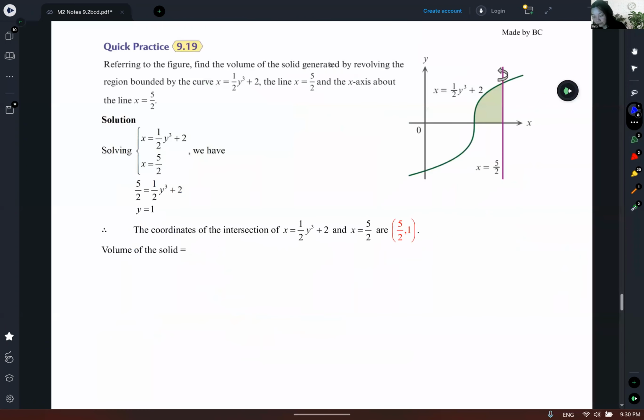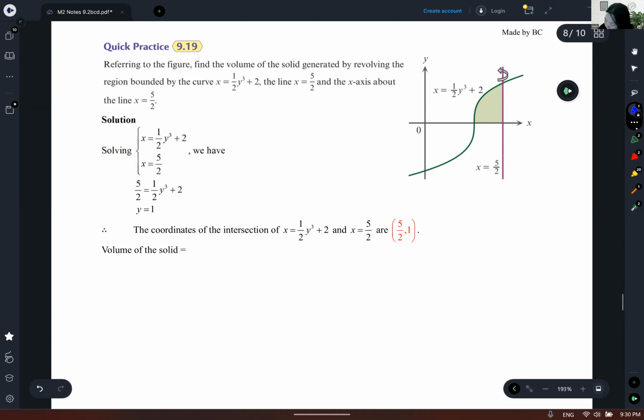Fast one. The volume of the solid generated by revolving the region bounded by the curve. The curve is given to you as subject of x. That's a good thing. And then the line, the purple line, and the x-axis, about the purple line. Draw. I always try to draw. So that's the shape.